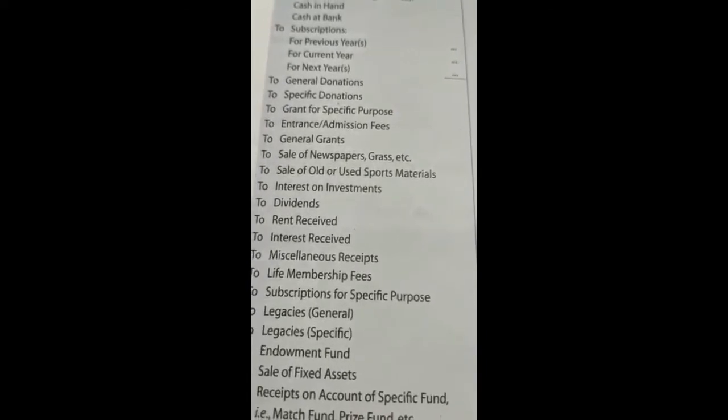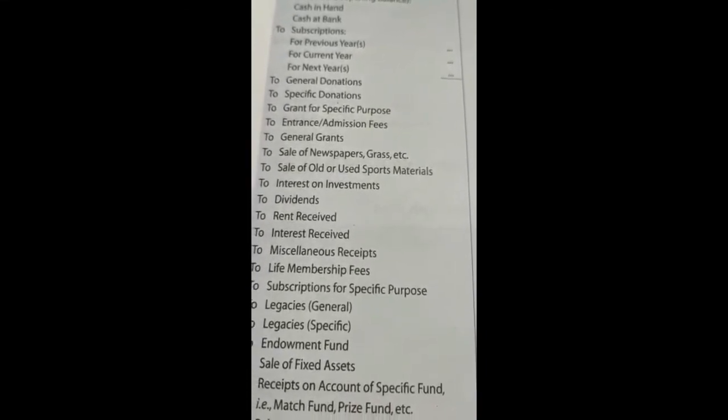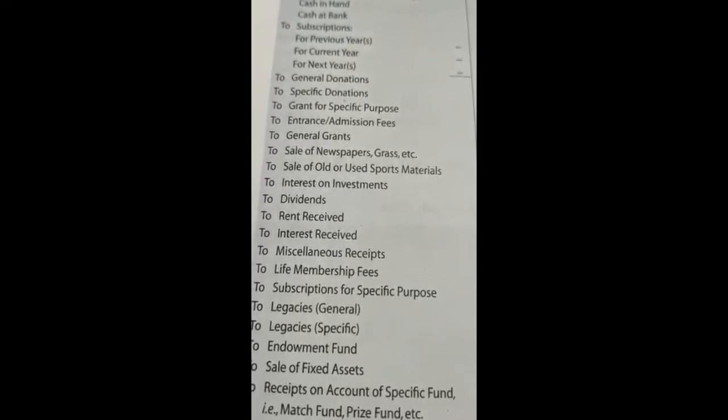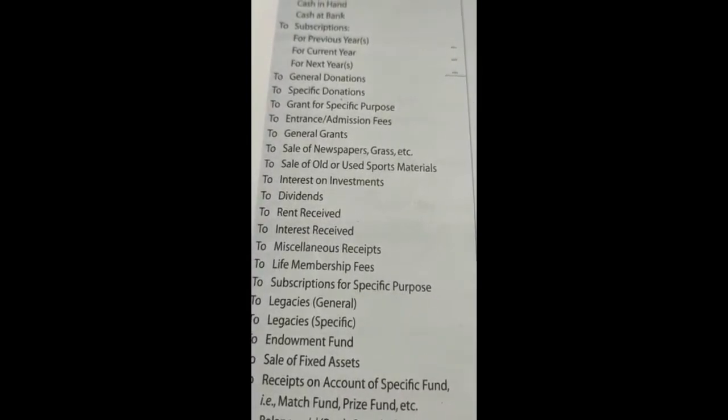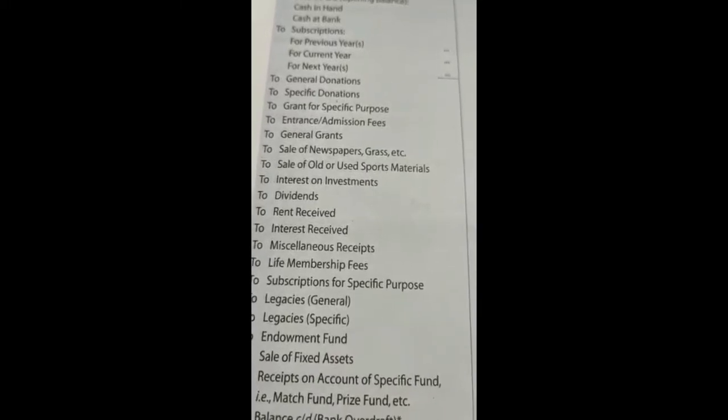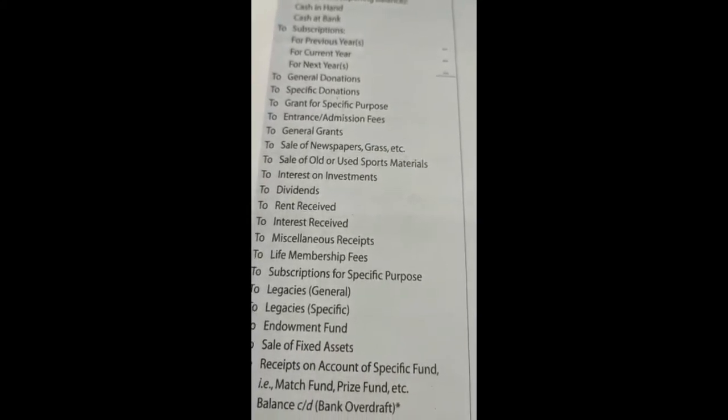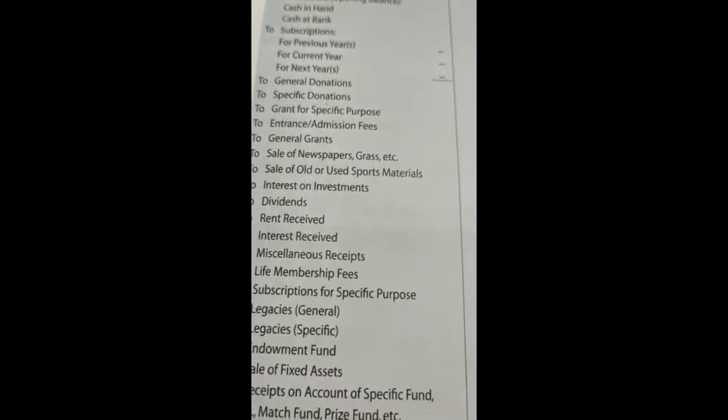Then you have entrance or admission fees. Entrance fees or admission fees, both are your receipt. When a person enters the organization, he may have to pay some entrance fee or admission fee. So that is a receipt for the organization.